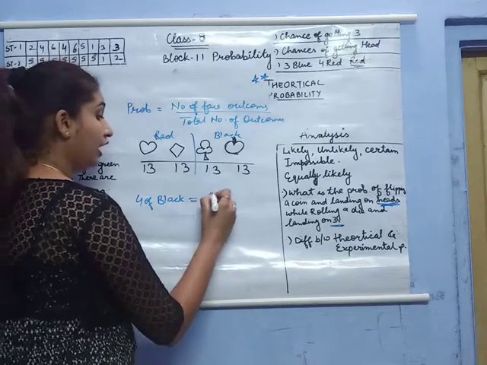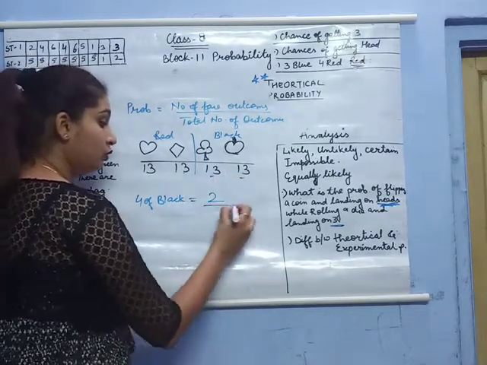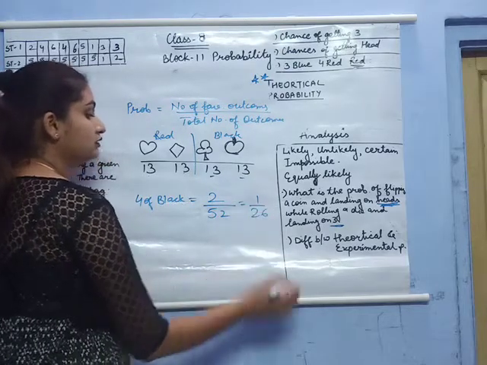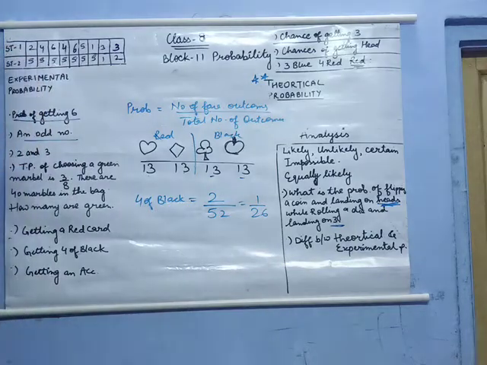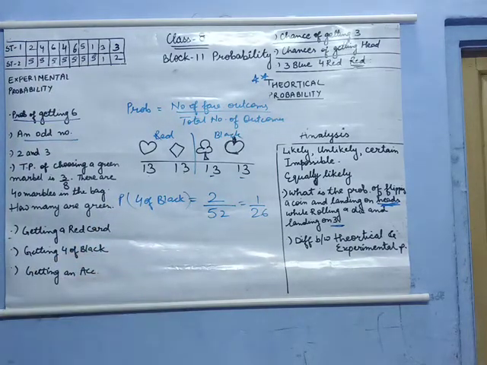Now there are 2 fours available. One is of this and one of this. Total 52 cards are there. The probability will be 1 by 26. The probability of a 4 of black card is 1 by 26.